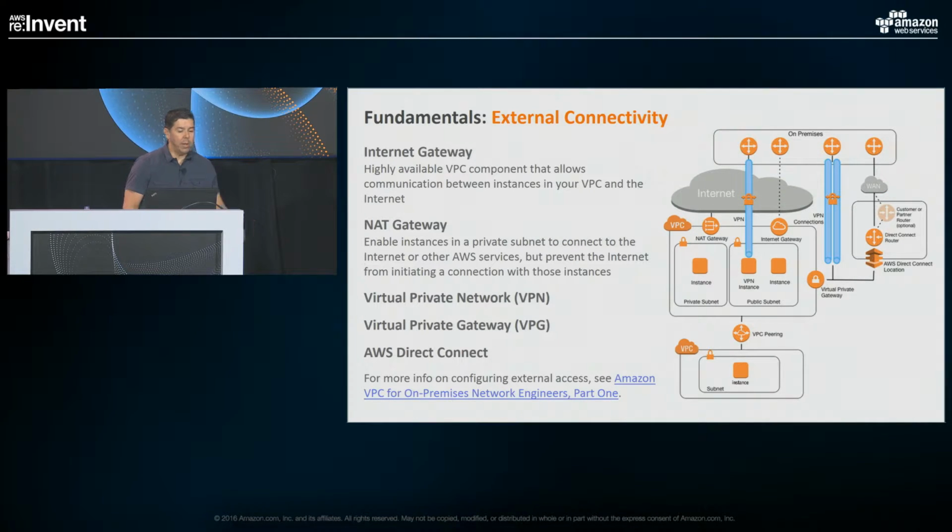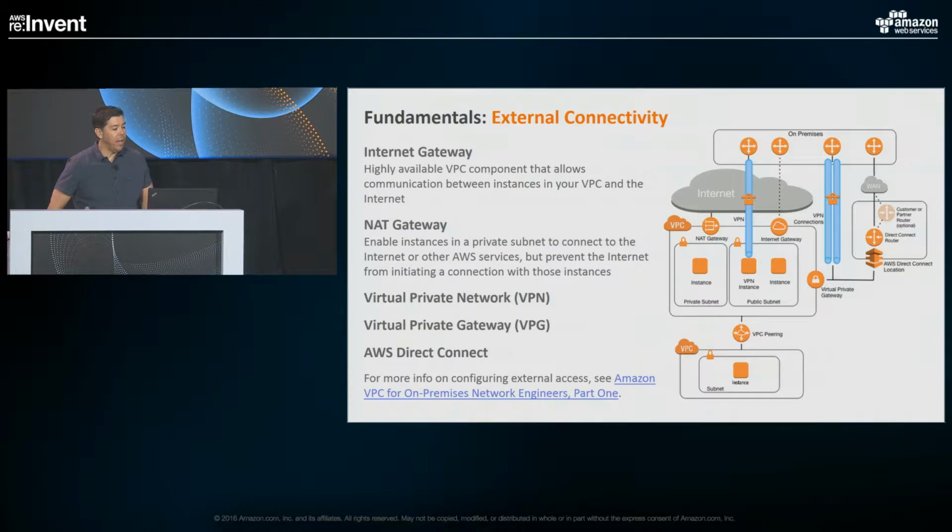Talk about now a little bit about external connectivity that you can provide to your resources in your VPC. As we talked about briefly in the previous slide, you have an internet gateway that allows those internal resources to have access to the internet or other AWS services. And this is a highly available VPC component that provides that communication for your resources in the VPC. So that spans multiple availability zones. You don't have to worry about it being a single point of failure.